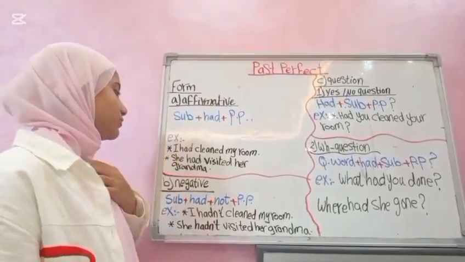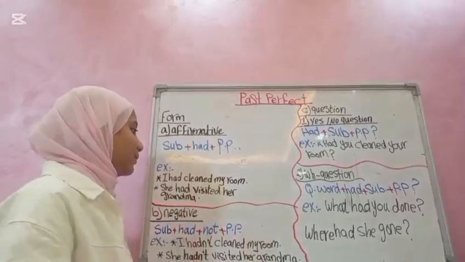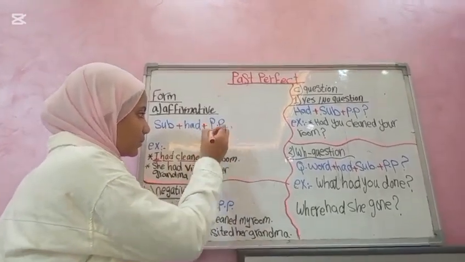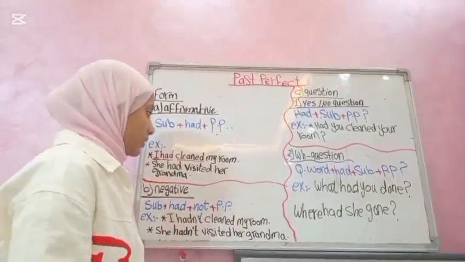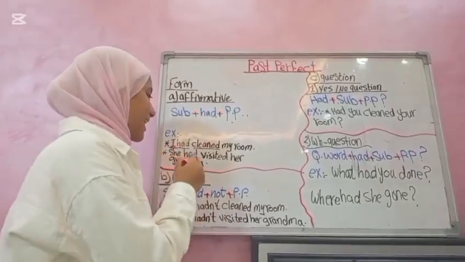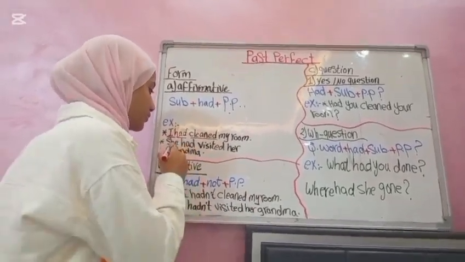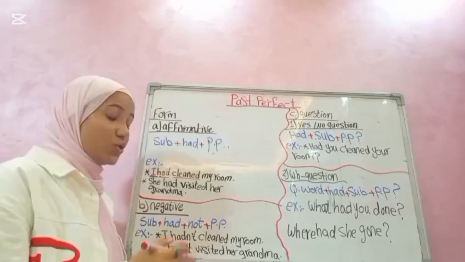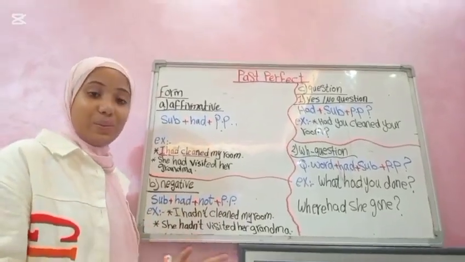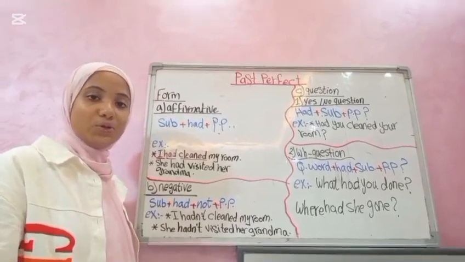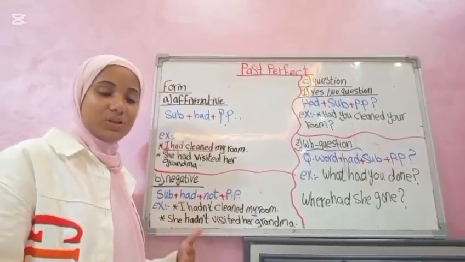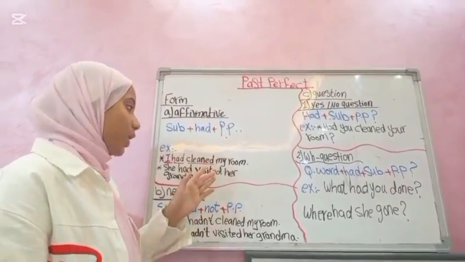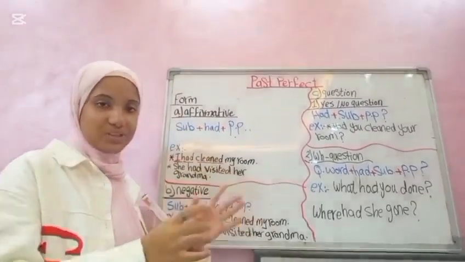Let's see an example in the affirmative form. I had cleaned my room. I is the subject. Had cleaned is the past participle form of the verb clean. Another one. She had visited her grandma. She is the subject, had visited is the past participle form of the verb visit. Do you remember, in the present perfect, we use has with some subjects and have with other subjects. But here we use had with all the subjects.